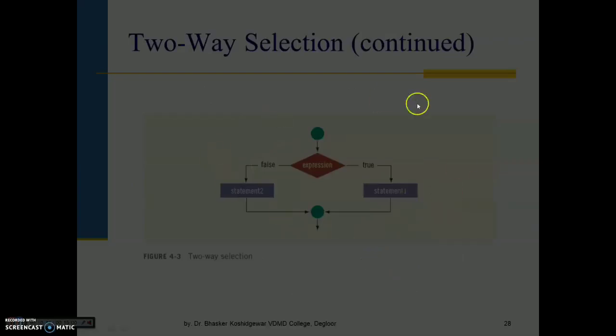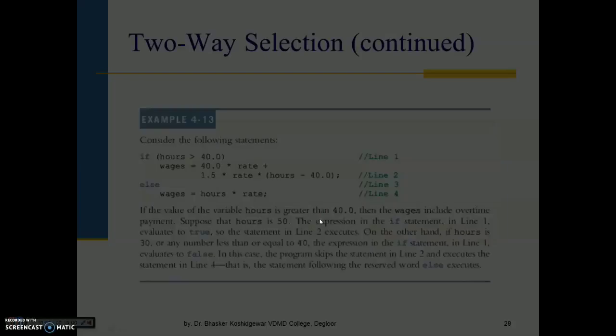This is a flowchart of the two-way selection. We have to enter the value here in the expression. It will check if the expression is true, execute statement 1. If the expression is false, execute statement 2. Then after that we will go to statement X. Okay.